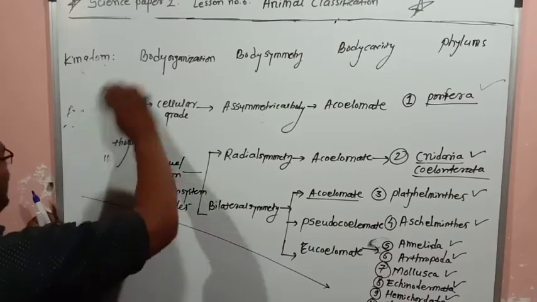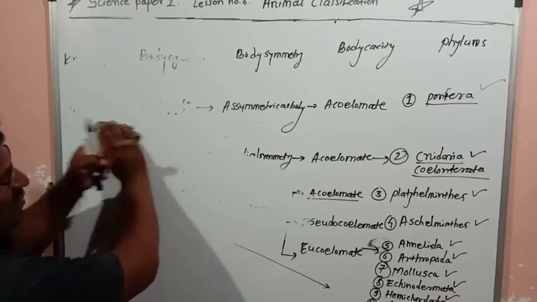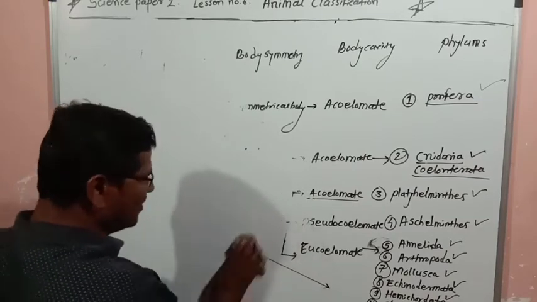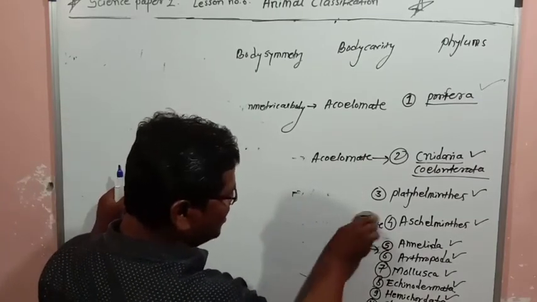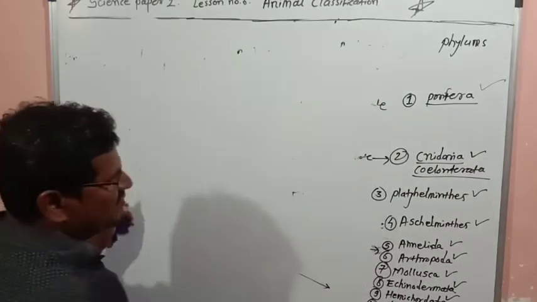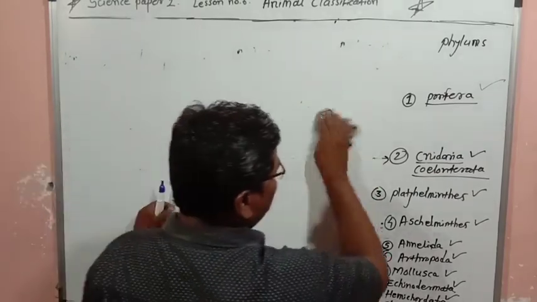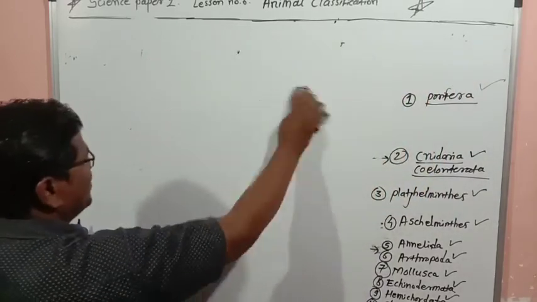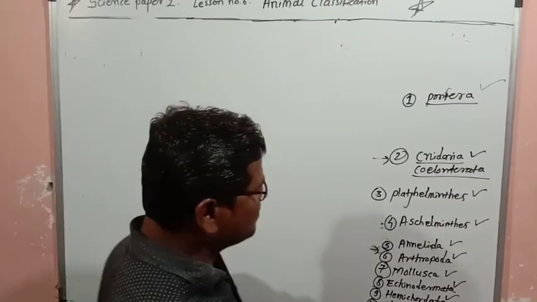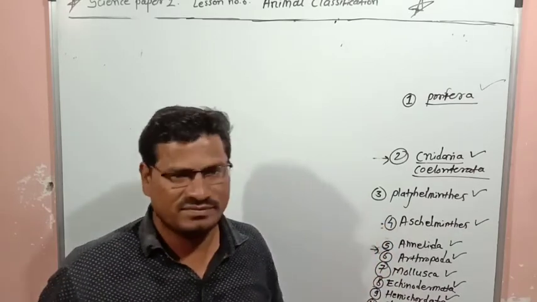So 10 phyla we are going to study one by one, and how to remember them I will tell here. There is a funny way to remember the 10 phyla. You have to just remember the first letters. First three letters: PCP. Then AAA. Then MEHIC.